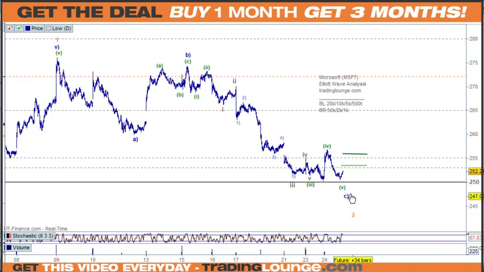I mean, picking the bottoms and tops of markets is, well, it's just dangerous, isn't it? And I don't mind a loss, but the trouble with a loss, it just takes you time to recover that loss, isn't it? That's the thing.